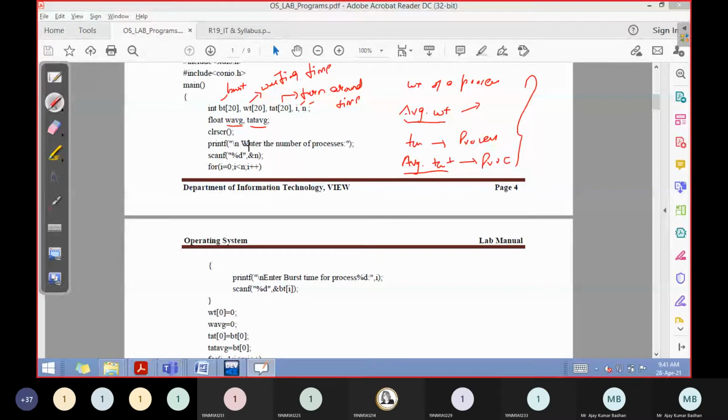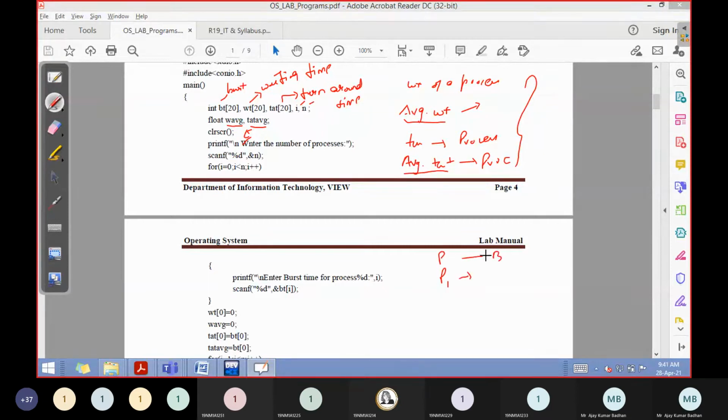printf enter the number of processes. This is not w, it is e. So enter the number of processes. I wanted to first take how many processes I want to come, I mean, within a system how many processes are going to come, and based on that I'll be taking up the burst time. As I told you, every process will have a burst time.